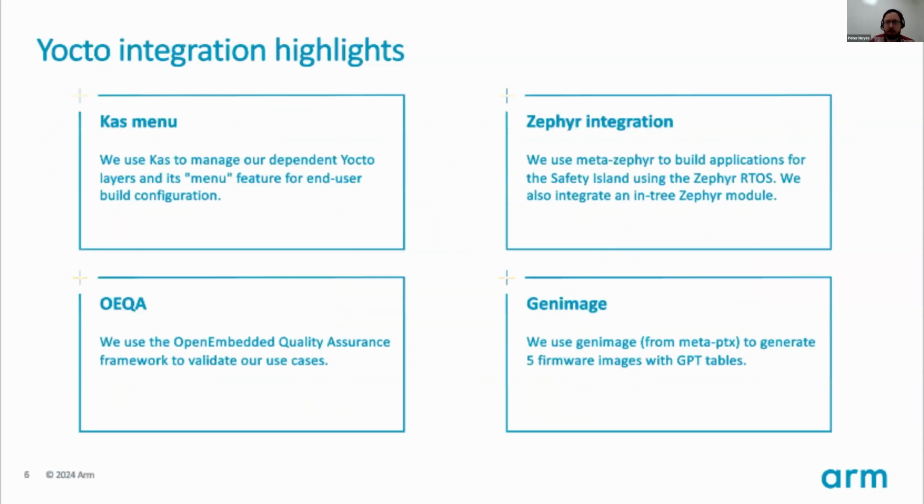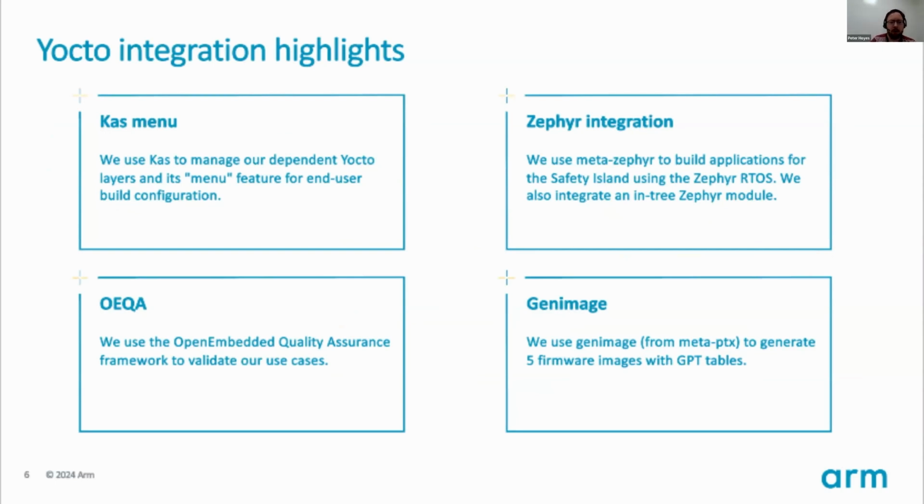In this presentation, there isn't time to go into all the features of the stack, so I've chosen to focus on 4 aspects of the integration that I think are novel and interesting. If you're more interested in the automotive use cases, then I'll refer you to the documentation. But in this talk, I'm going to first of all talk about the CAS menu, which is a feature of CAS that I don't think gets enough attention. Then I'll talk about the Zephyr integration. We use Zephyr to integrate the applications that run on the safety island, as I mentioned earlier.